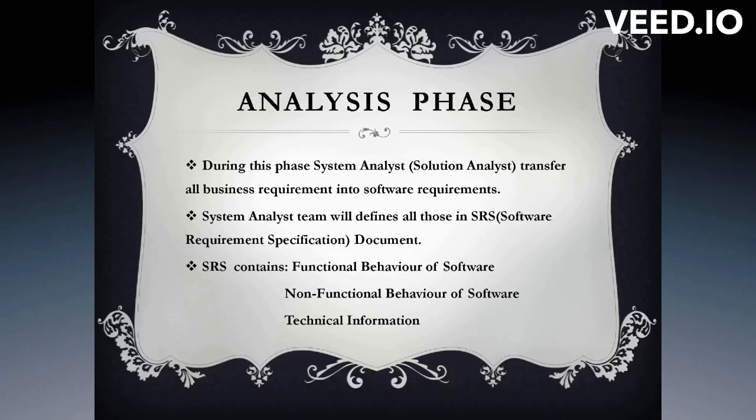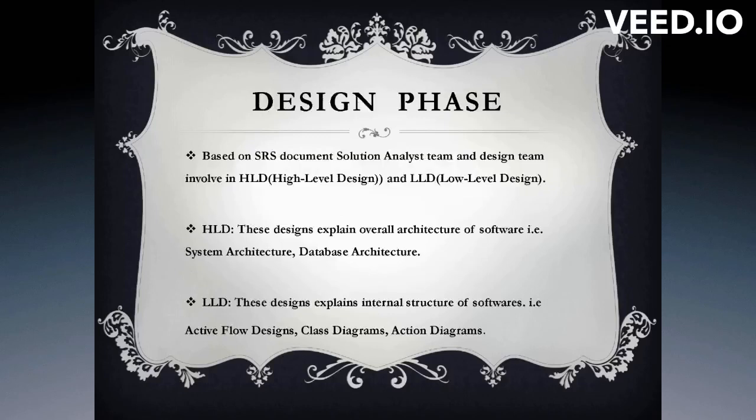And coming to the technical part, it is nothing but which language we are going to use for building the software, like Java, .NET, Python, Angular, all these things. And for the front end, HTML, CSS, JavaScript, all these come under the technical information. So these all will be available in the SRS document. Okay, next one is the design phase.